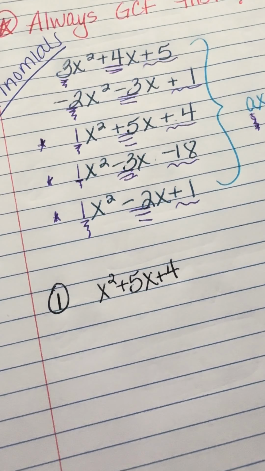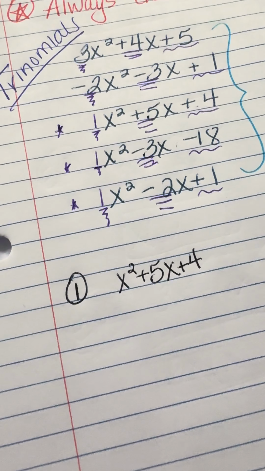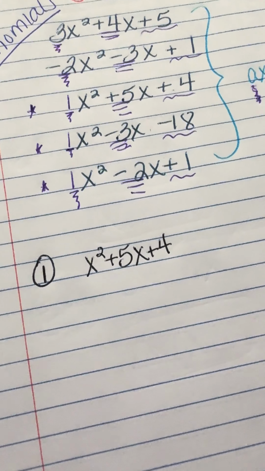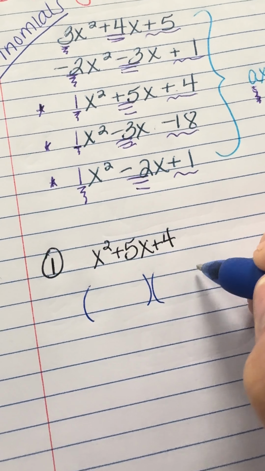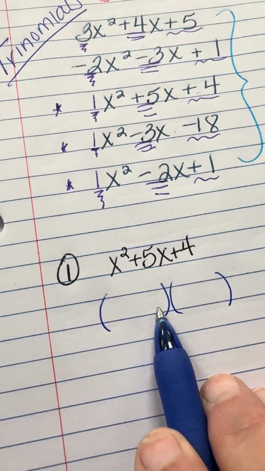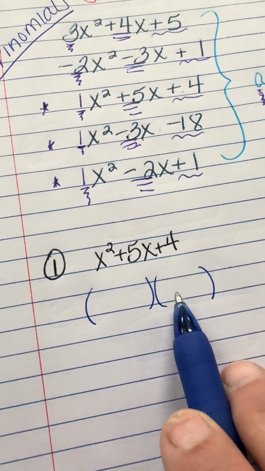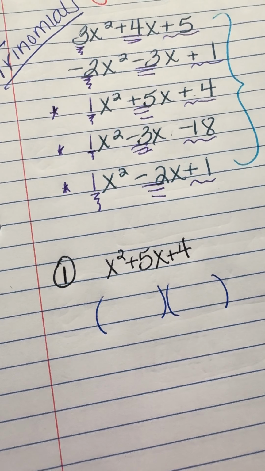Okay, a quadratic trinomial will always, always, always factor into two binomials. So it's going to factor into two sets of parentheses, always, where you're going to have a term here and here, that makes it a binomial, and a term here and here, okay? We've got to figure out what they are.